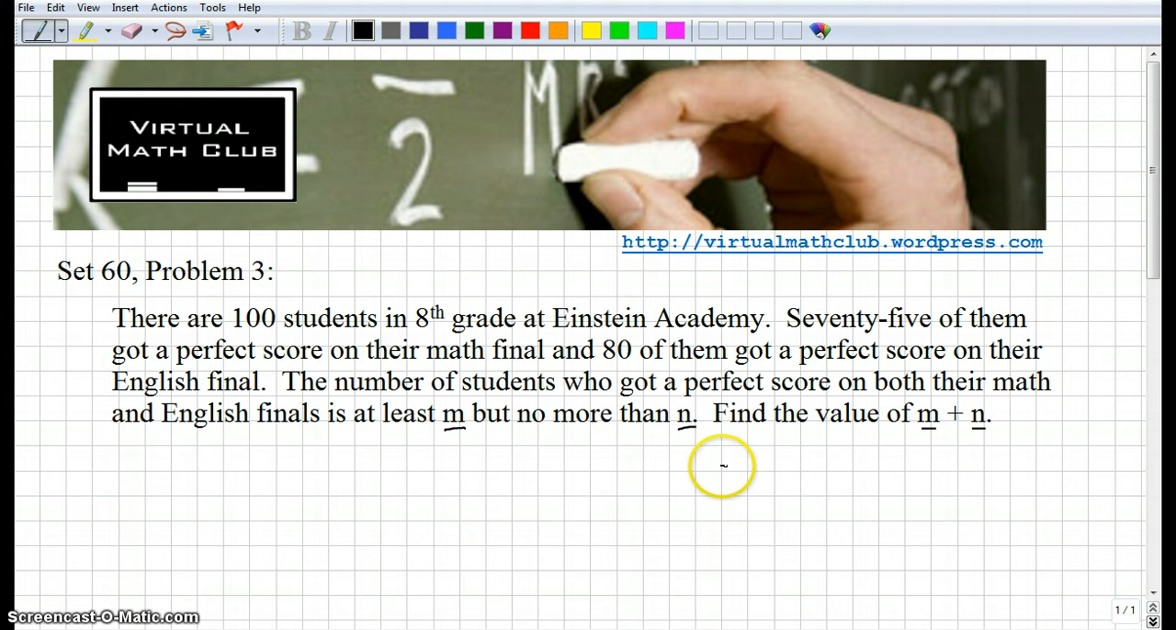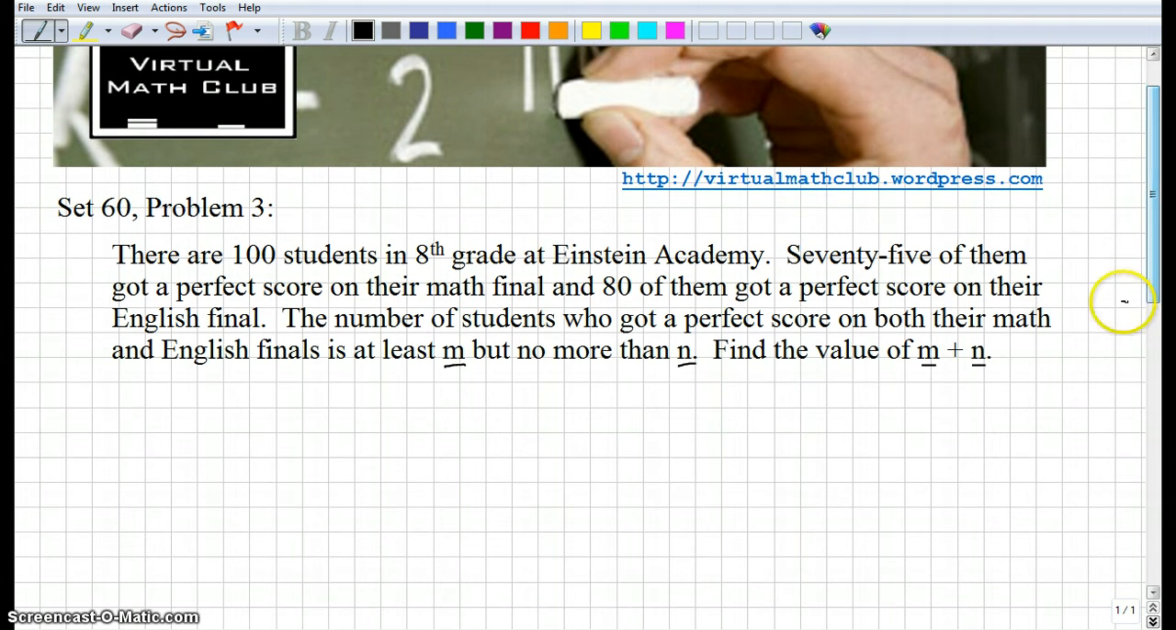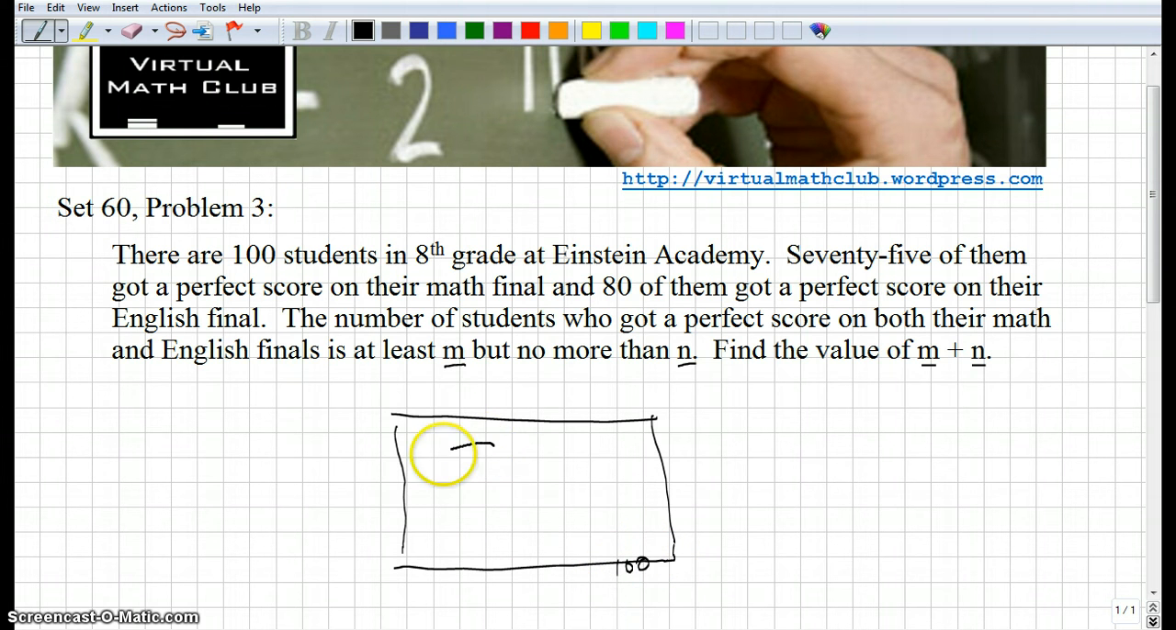Alright. Well, let's put this in a Venn diagram. Let's organize the data we have here. So we have this class of 100 students, so I'm going to make a big box. This is all the students, and there's 100 of them. And then we have some kids that got a perfect score on their math final, and some kids that got a perfect score on their English final.